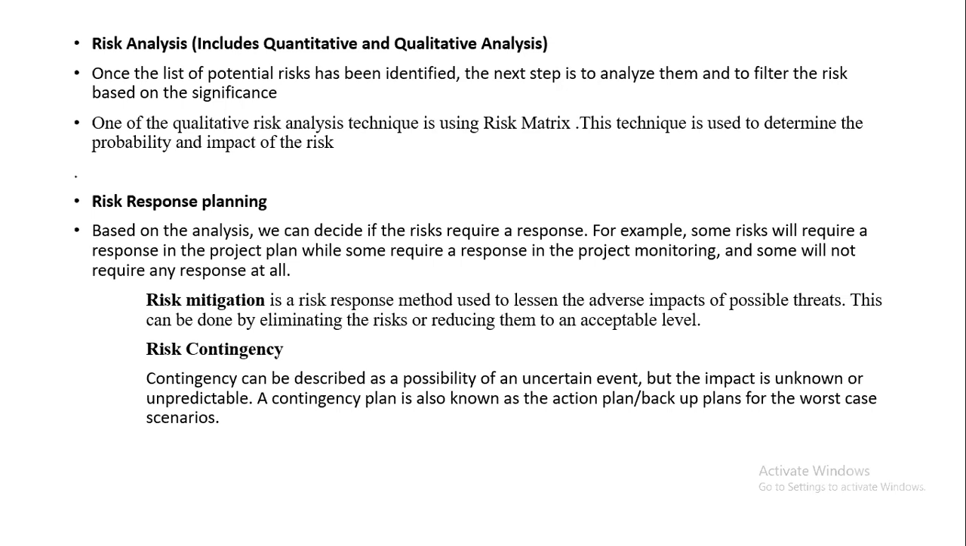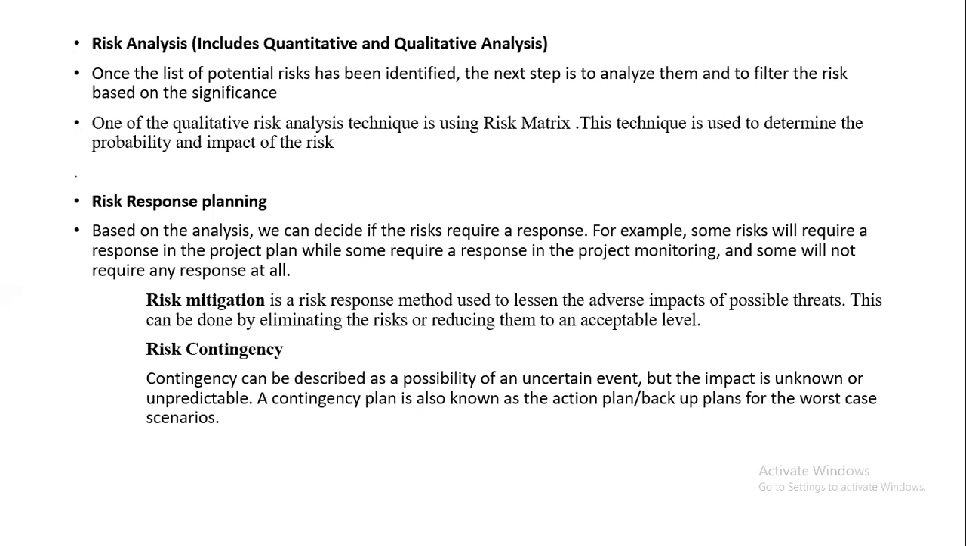Then the other one is risk contingency. What does risk contingency mean? We can describe this as the possibility of an uncertain event, but we can't predict the impact. Maybe you may get an input where we can predict it, otherwise it is very unpredictable. So we need to make a contingency plan, that is nothing but an action plan or a backup plan, if any such scenario comes.